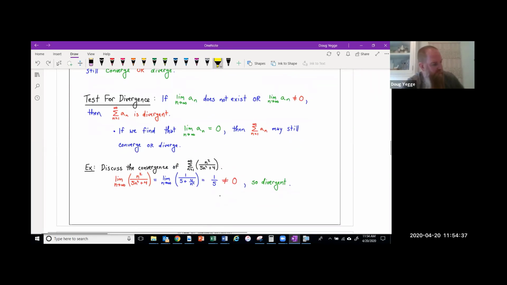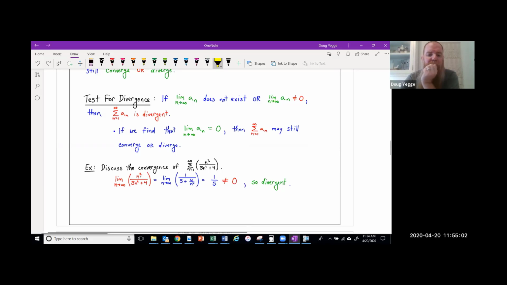Well, we learned some ways to find limits in Calculus 1. We're going to use a lot of those same tools in Calc 2 when dealing with series. So if I want to find this limit as n approaches infinity, notice that this gives me infinity over infinity. And we know that's an indeterminate form. It doesn't mean that it has no limit. It just means it's an indeterminate form.